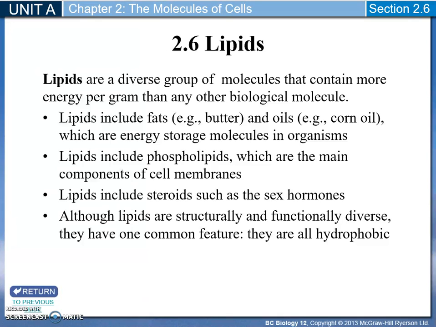Lipids include what are referred to as phospholipids, and this is the main component of the cell membrane. Lipids also include steroids, such as the sex hormones like estrogen and testosterone. And although lipids are structurally and functionally diverse, they have one common feature: they are all hydrophobic, and so they basically do not mix with water.